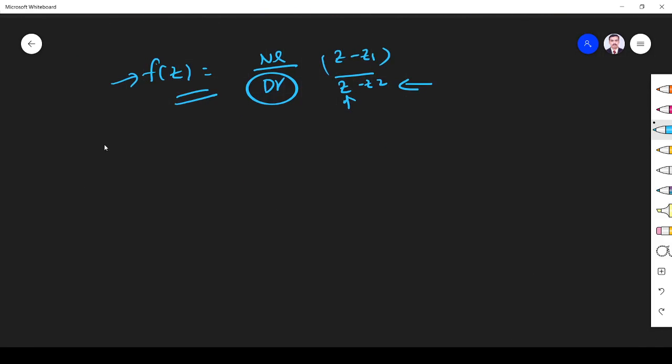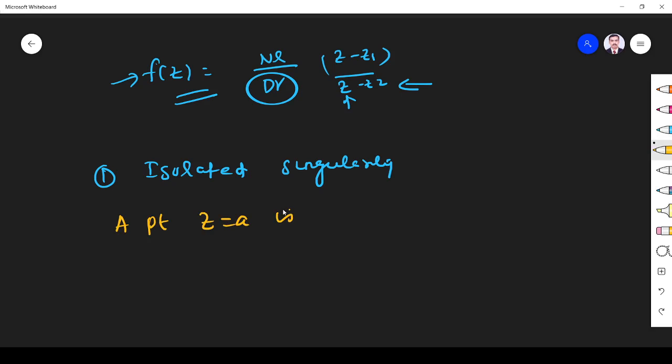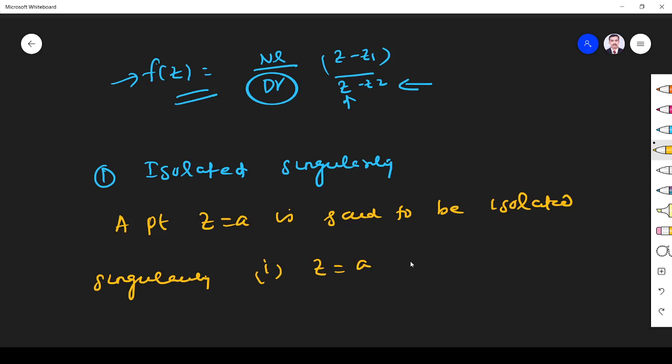Okay, there are some different types of singularities. One is isolated singularity. So what do you mean by isolated singularity? A point z is equal to a is said to be an isolated singularity, provided, what is the condition? First, z is equal to a must be a singular point.